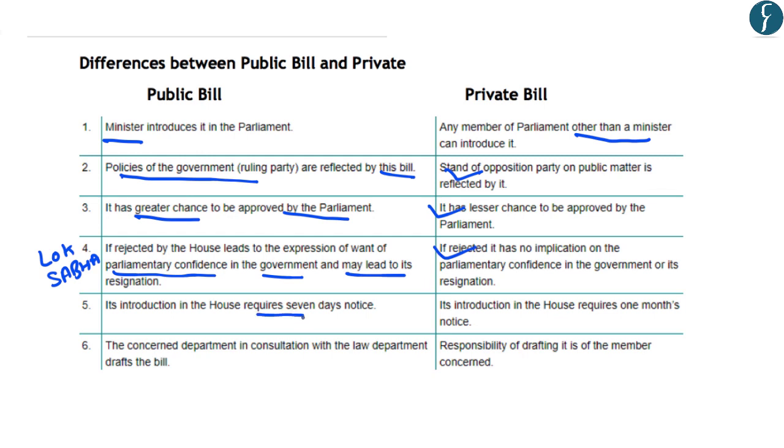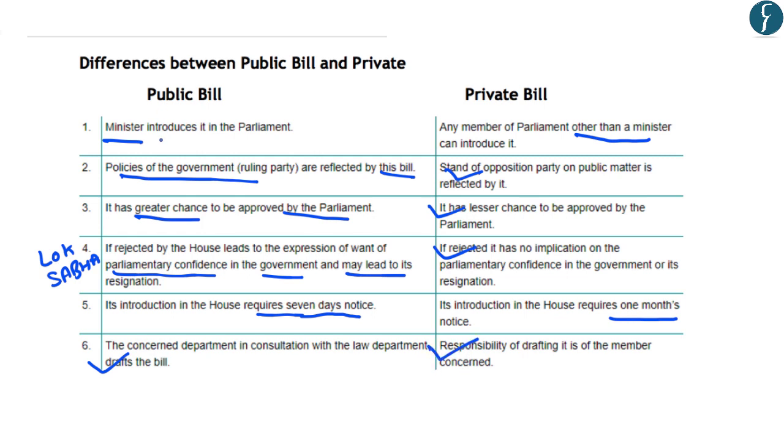Fifthly, the introduction of a public bill requires 7 days notice. However, a private member's bill requires 1 month's notice. And finally, the concerned department, in consultation with the law department, drafts the public bill. The responsibility of drafting a private member bill is on the member concerned.